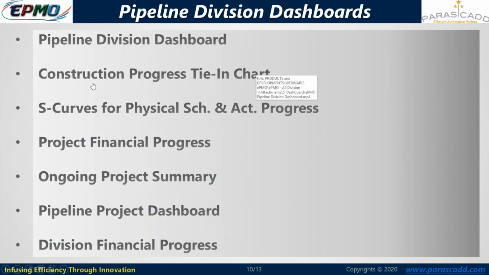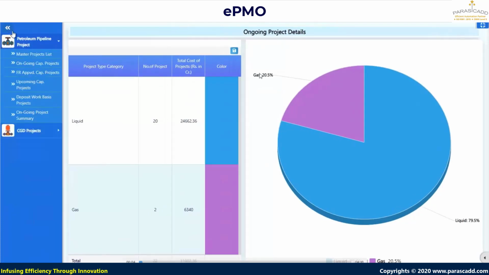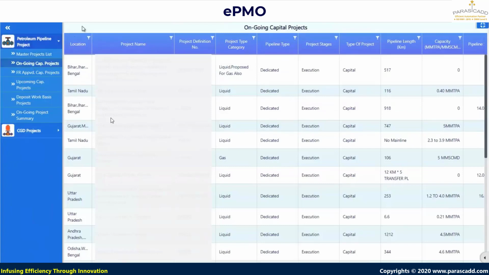Then, as I'm talking about pipeline construction, we have here the time chart to monitor the progress, S curves for the physical schedule and the actual progress, and project financial progress. The financial part is also there, where on a monthly basis financial numbers will be updated through the MIS monitoring system: ongoing project summary, pipeline project dashboard or the division project dashboard, and the financial progress. Right now, once we log in to the system, this is the summary dashboard we will see. The division is divided into liquid and gas projects.